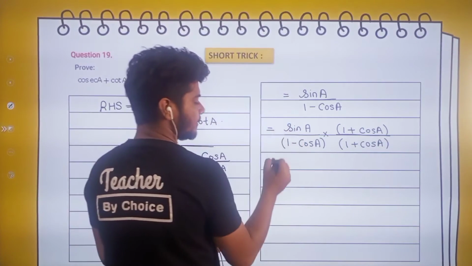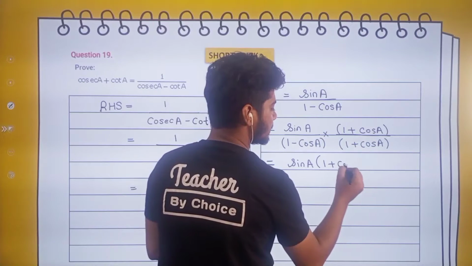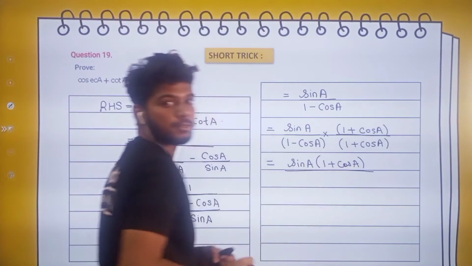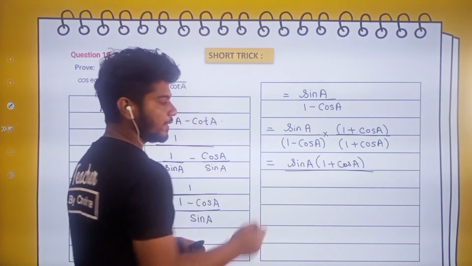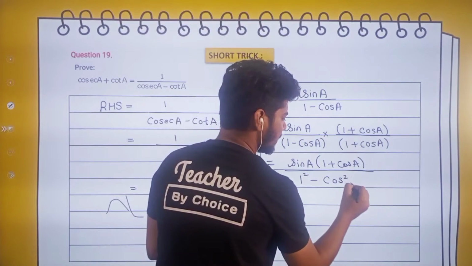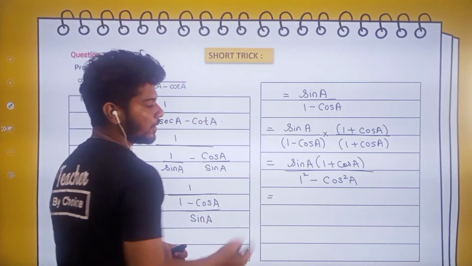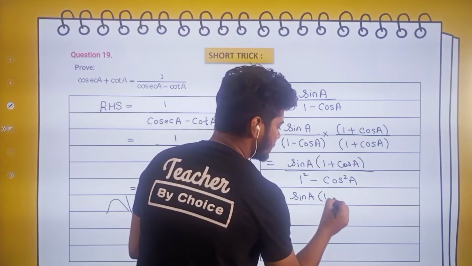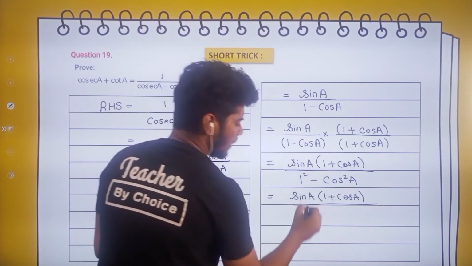Now sin a will remain as it is. Keep this sin a as it is into 1 plus cos a upon, this is a minus b, this is a plus b. What is a minus b into a plus b? It is a square minus b square. So you are left with 1 minus cos square a. Now everybody knows 1 minus cos square a is sin square a. This is sin a as it is, keep this sin a as it is plus cos a as it is, whole upon 1 minus cos square a.